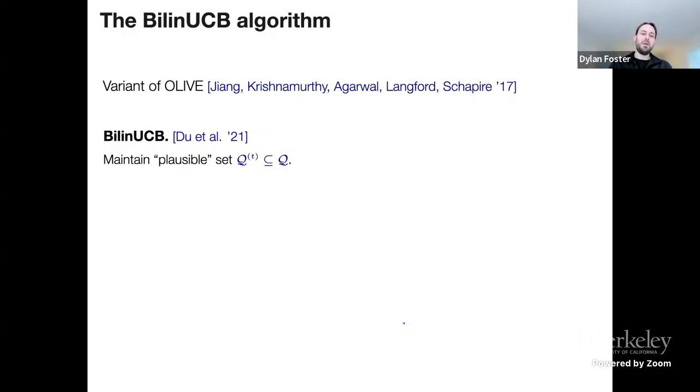Okay. And so this algorithm is based on what are called confidence sets. At each episode t, or each iteration, we're going to have this confidence set, which we call script Q superscript t. This is going to be a subset of all the Q functions in our hypothesis class. And the point will be that we'll gradually shrink this as we get rid of bad Q functions. So let's walk through the steps.